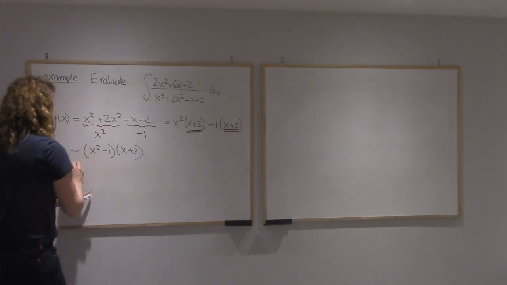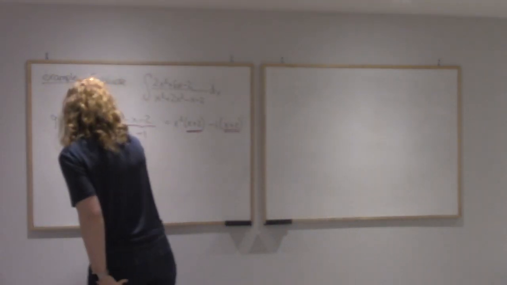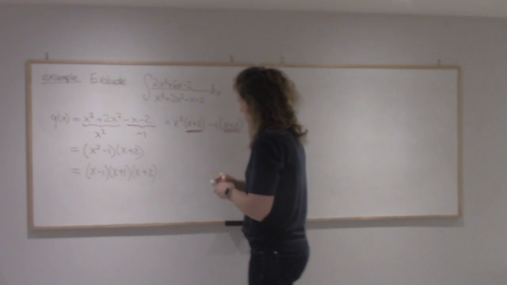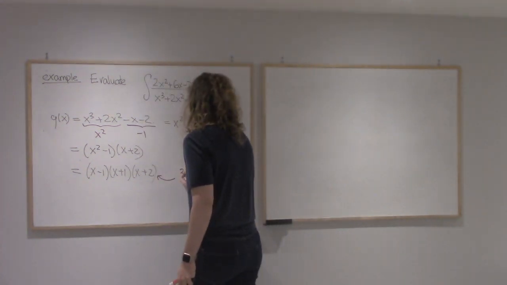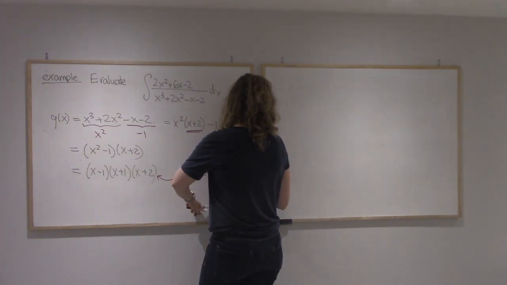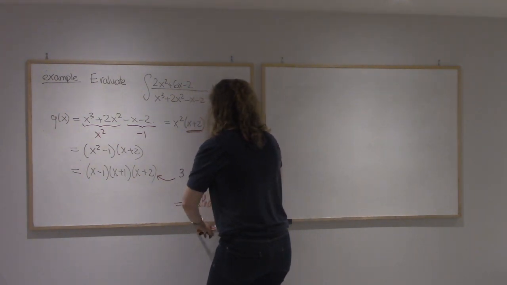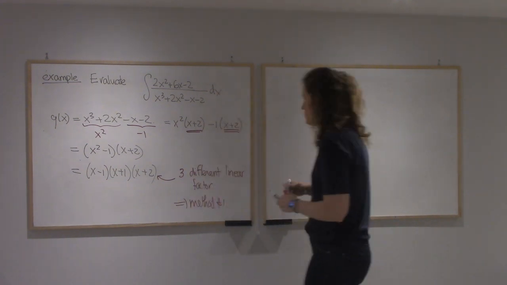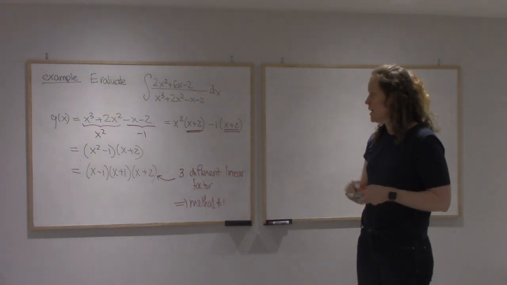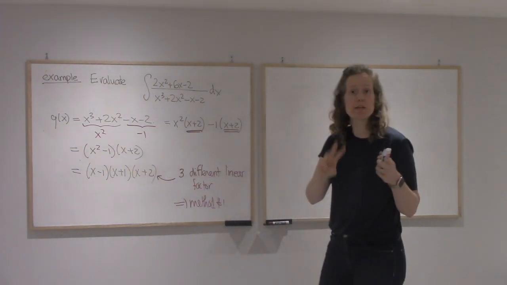And then I factor x squared minus 1 using difference of squares, so I get x minus 1, x plus 1 times x plus 2. Here I have 3 different linear factors. So again, method 1. The method of partial fractions tells you that this rational function can be written as a sum of 3 different blocks.